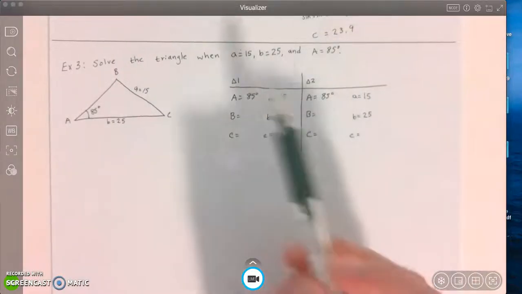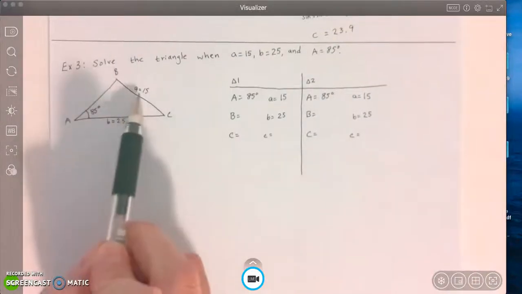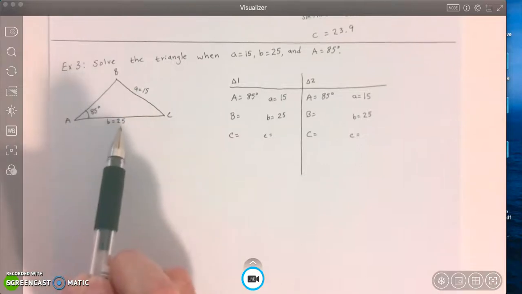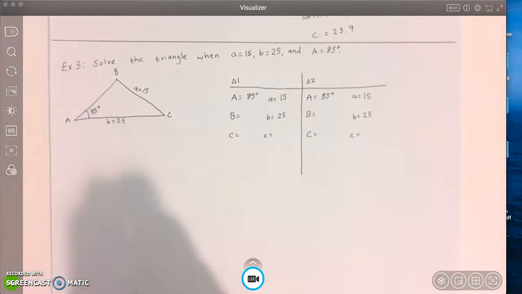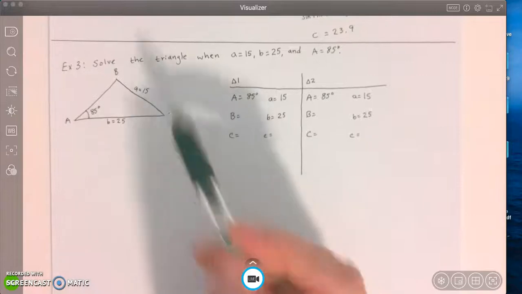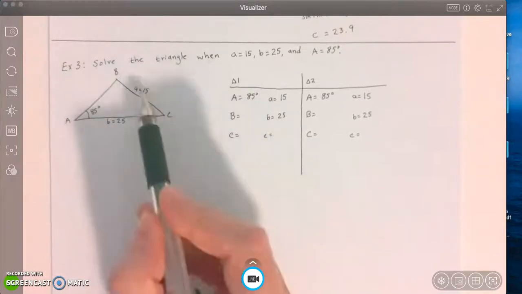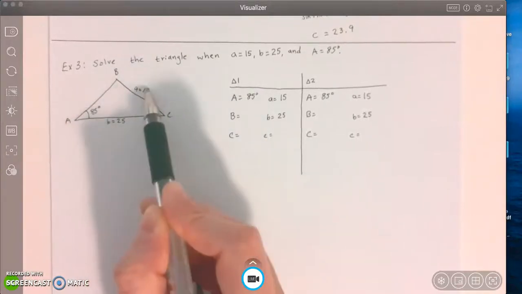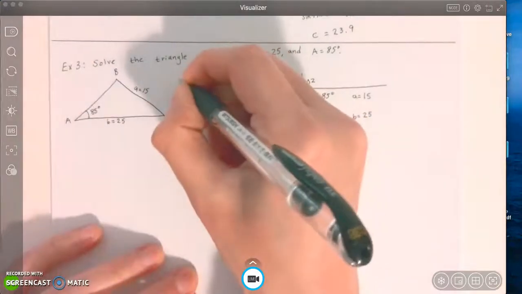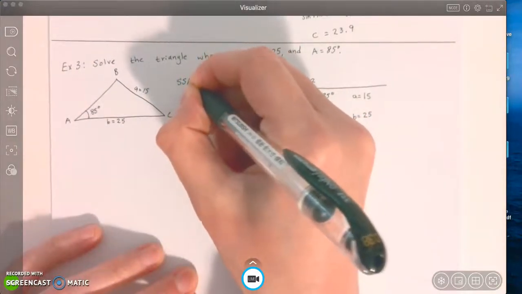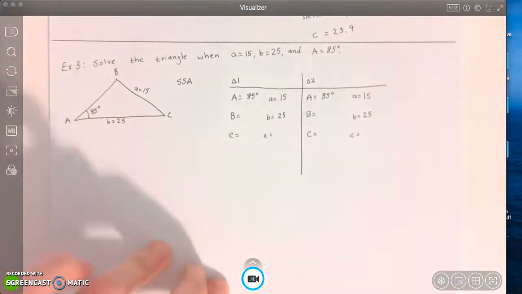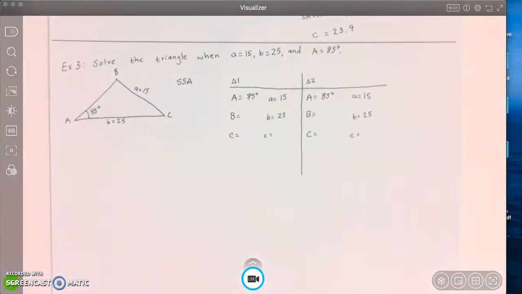In this example, we have side A is 15, side B is 25, and angle A is 85 degrees. So if we take a look at the given information, we once again have an SSA, a side-side angle. When you have a side-side angle, and only when you have a side-side angle, that's where you have to check for the possibility of a special case.